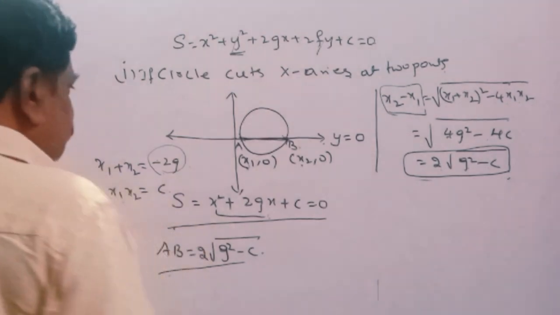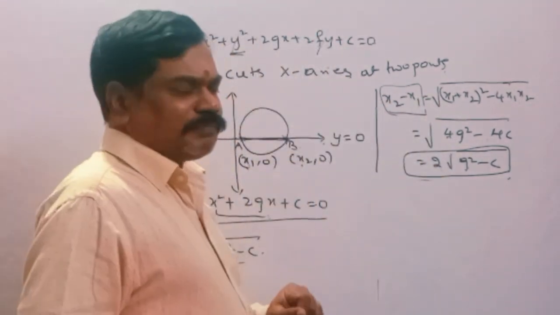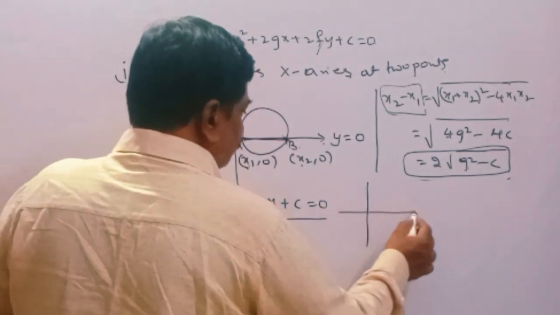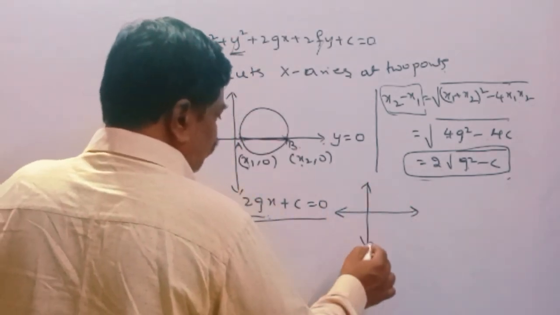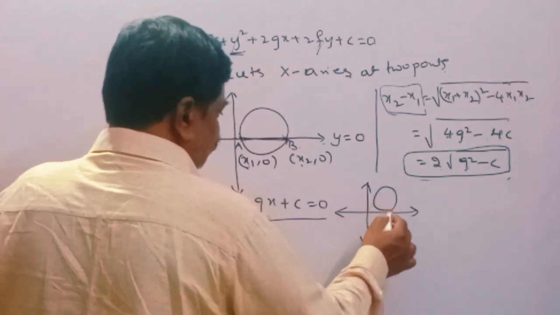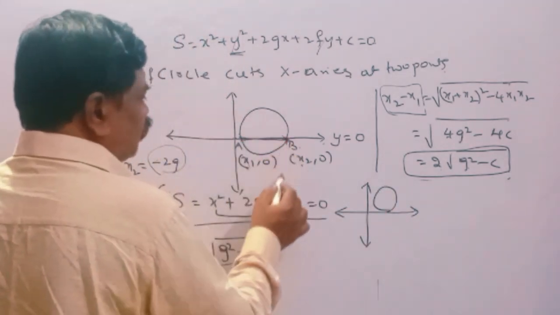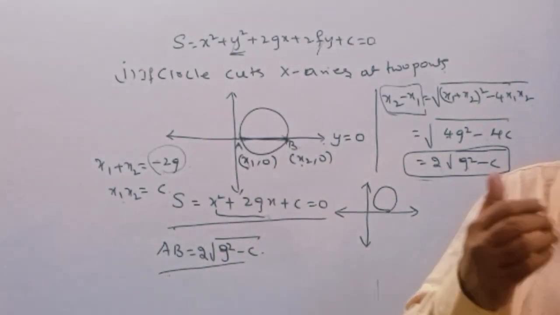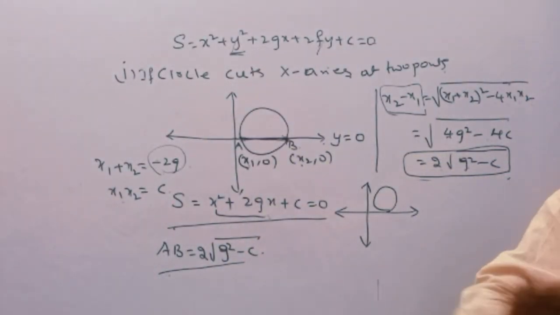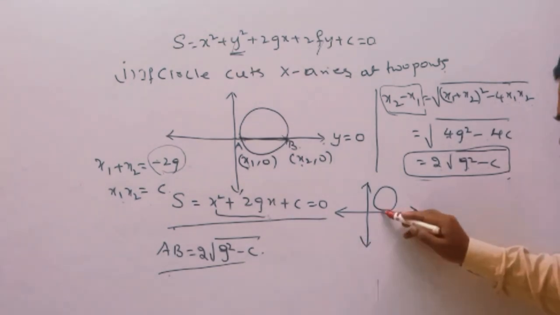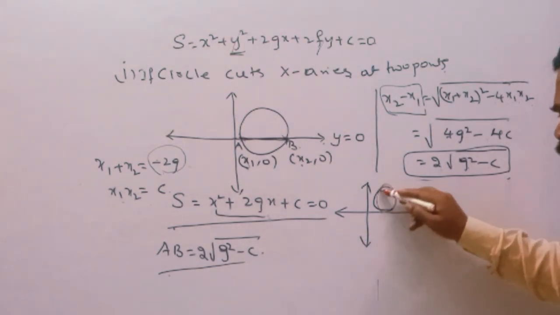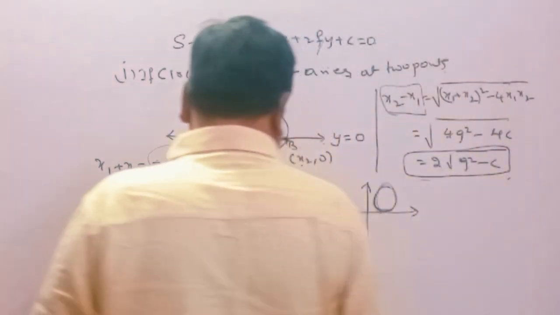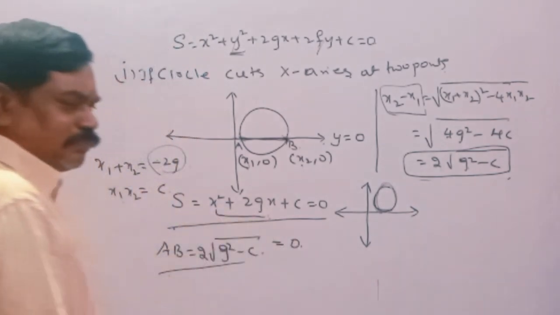Here, this is the x-intercept of the circle. Suppose the circle touches the x-axis, meaning x and y coincide. The intercept of the circle is 0. It touches only at one point, meaning this intercept is equal to 0.